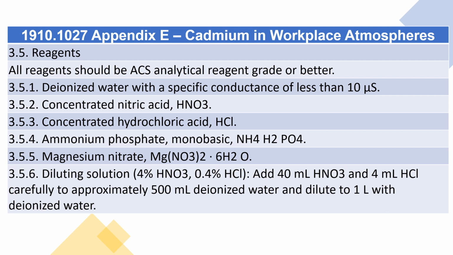3.5.3. Concentrated hydrochloric acid, HCl. 3.5.4. Ammonium phosphate, monobasic, NH4H2PO4. 3.5.5. Magnesium nitrate, Mg(NO3)2·6H2O. 3.5.6. Diluting solution, 4% HNO3, 0.4% HCl. Add 40 ml HNO3 and 4 ml HCl carefully to approximately 500 ml deionized water and dilute to 1 L with deionized water.